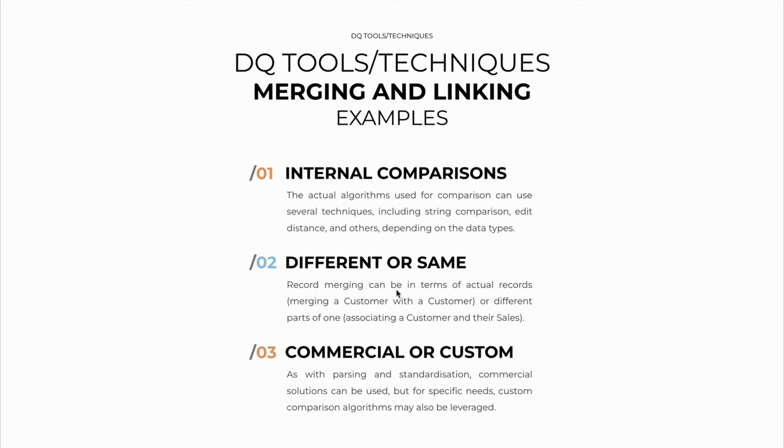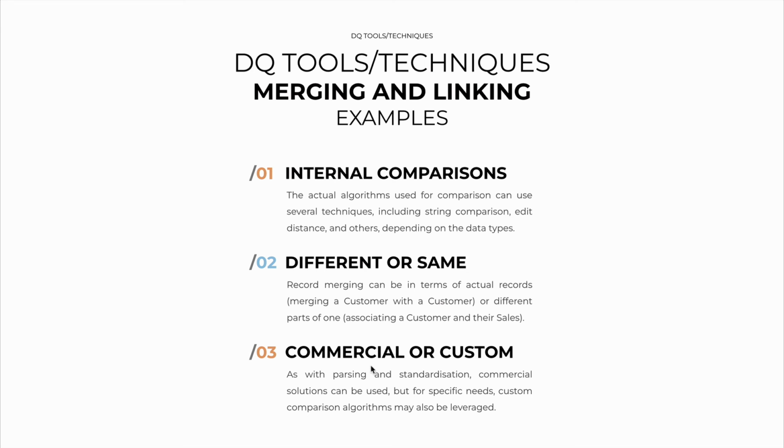Then, remember that record merging can be in terms of actual records, that is, merging a customer with another customer, or they can merge different parts of a record. For example, changing the sales entities associated with a customer to be associated with another customer, or changing the addresses of someone to be different ones. Or you can even perform both. Or you can even perform aggregation, where you take different parts of an entity and you merge them all together. For example, maybe you don't have a customer entity, but you have customer addresses, you have customer sales, you have customer personal information, and so on. And you can merge parts of all of these to create one single customer entity.